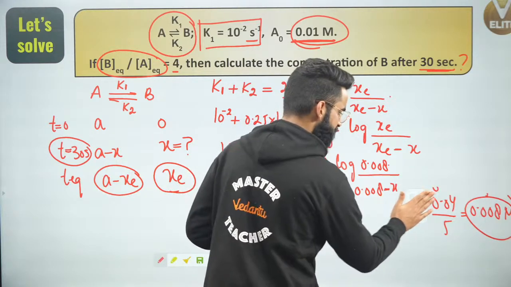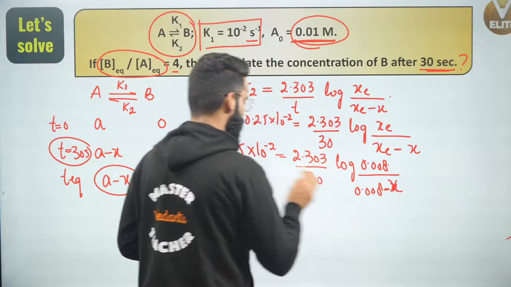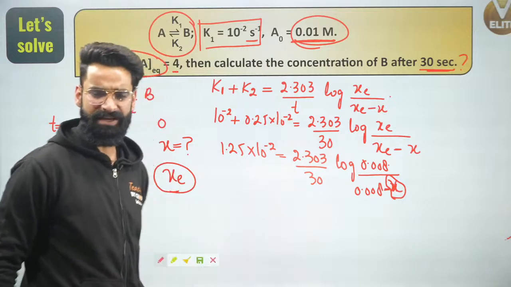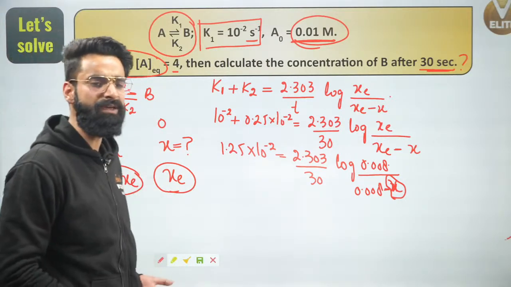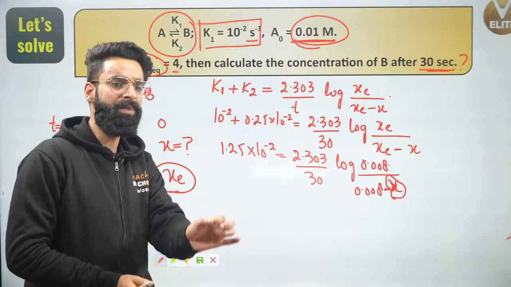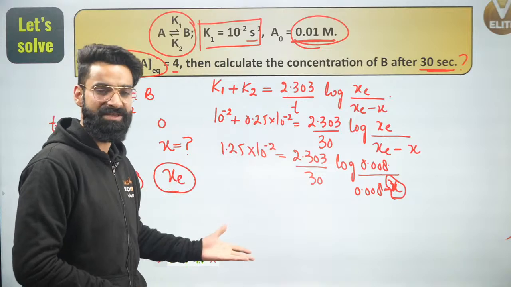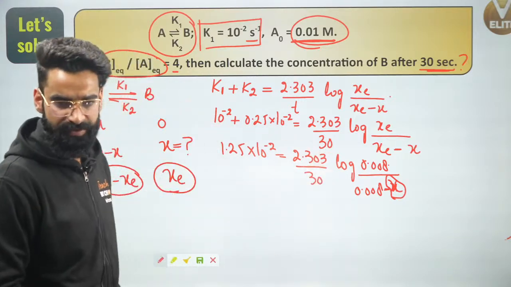This is something which I got right here. People, in this equation, can I say there is only one variable, that is this one? Can we solve this and get the value of X from here? And whatever is the value of X, that is going to be the concentration of B formed after 30 seconds. Remember, in your exam, your calculation part is going to be very, very easy, but the concept is going to be same.